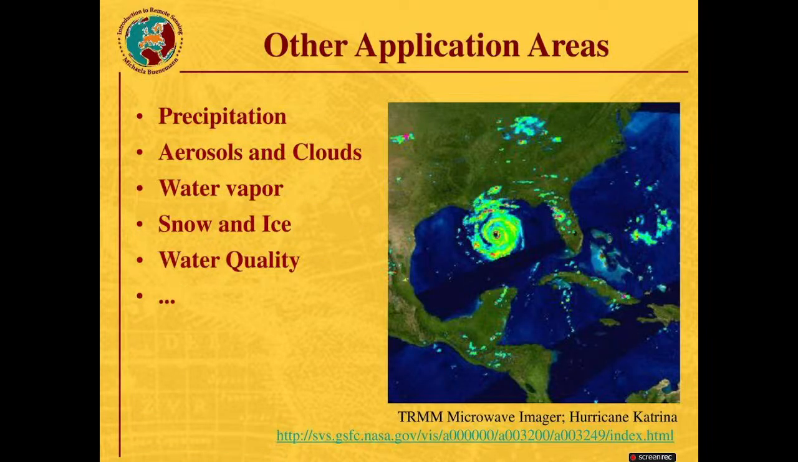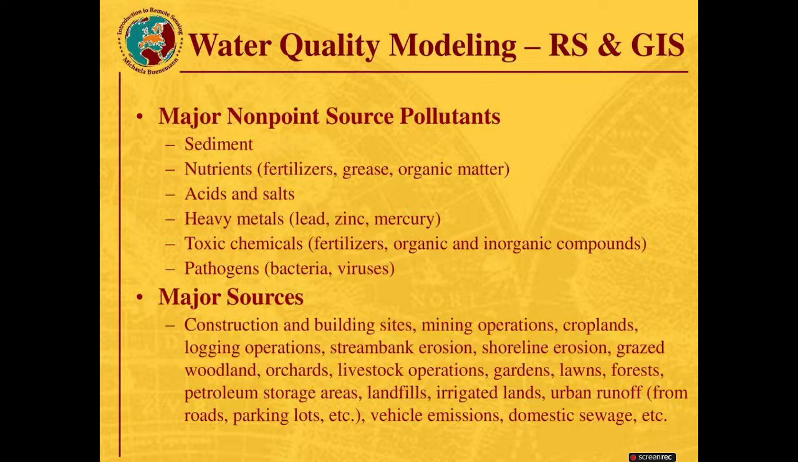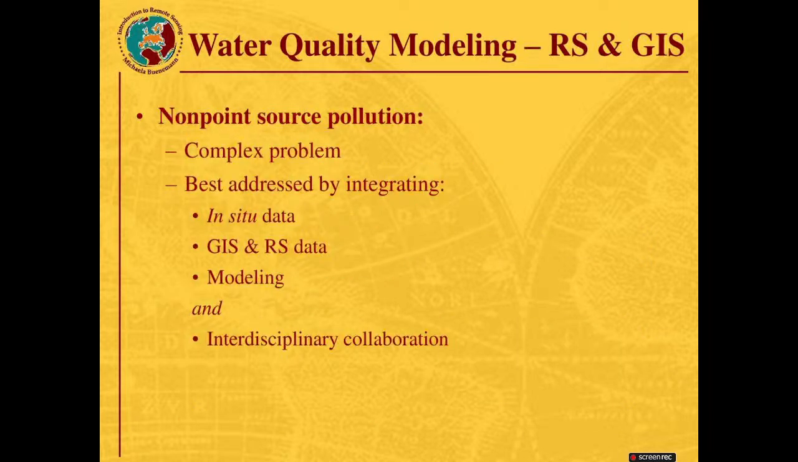Other application areas include precipitation, aerosol, water vapor, snow and ice, and water quality. So, water quality monitoring in remote sensing and GIS. Pollutants come from specific point sources and non-point sources. You can also read about all of this in the slides I'll send you. The major non-point sources are sediment, nutrients, acid, heavy metals, and toxic minerals. This is best addressed by integrating in-situ data, GIS and remote sensing data, and modeling, with interdisciplinary collaboration between in-situ data and GIS remote sensing data for checking accuracy.